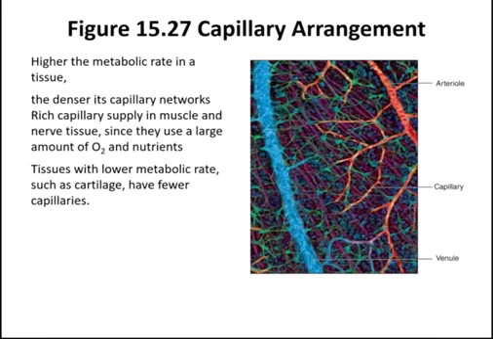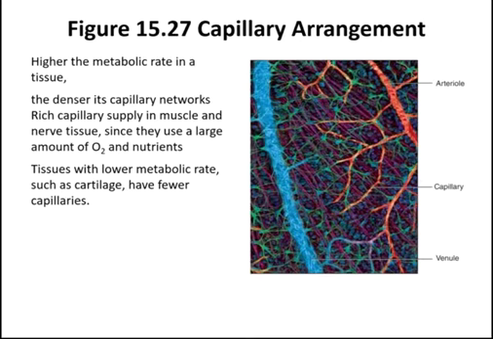You can see here a nice arrangement. The arteriole is that big red stick-looking thing, pipe-looking thing in the upper right corner. And then it's passing blood into the capillaries. Notice that it starts in red in the capillaries, but then they become blue.